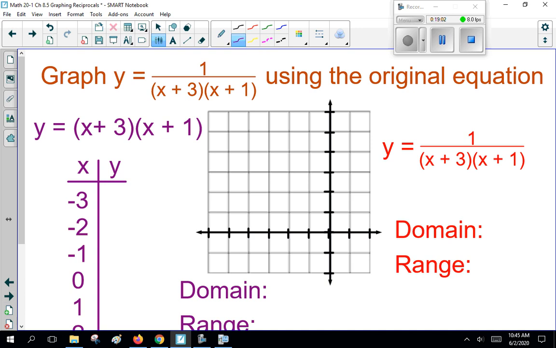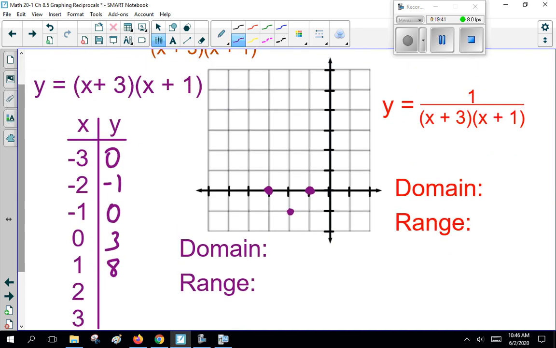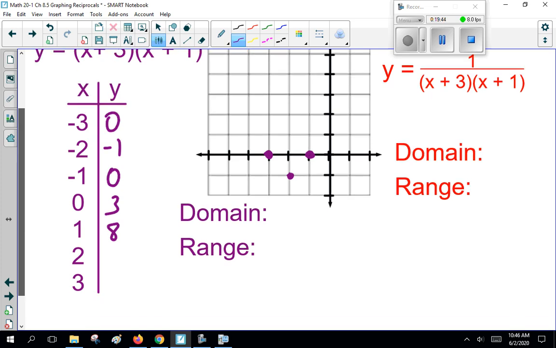So the original equation, x plus 3, x plus 1. Now, negative 1 and negative 3. I know my y value would be 0. Those are my x-intercepts. X is negative 2. Now, I'm doing this in my head while you guys are graphing this. Negative 2, that should be 1 times negative 1, that'll be negative 1. 0 will be 3 times 1 is 3. 4 times 2 is 8. 3 plus 2 is 5, 5 threes are 15.